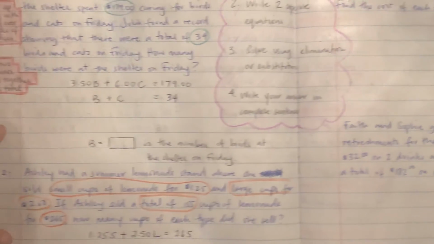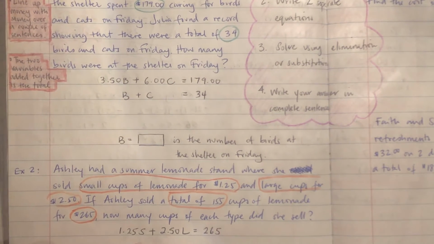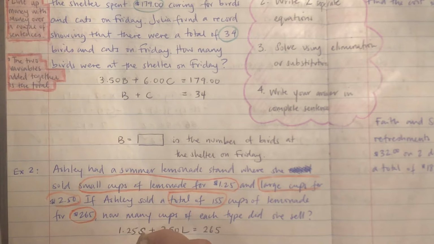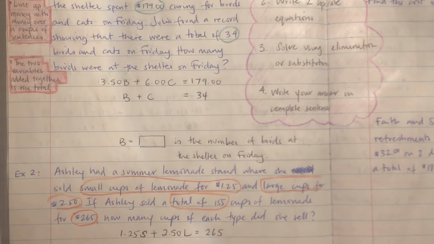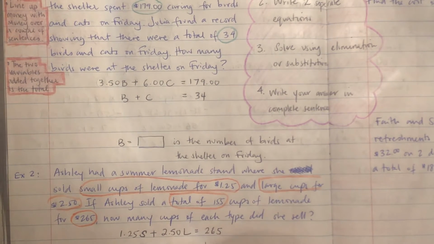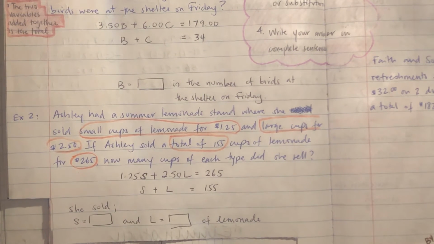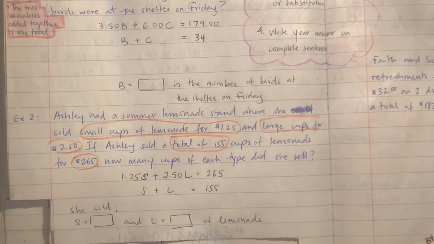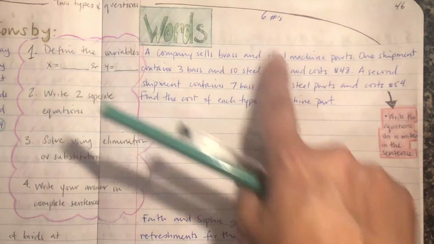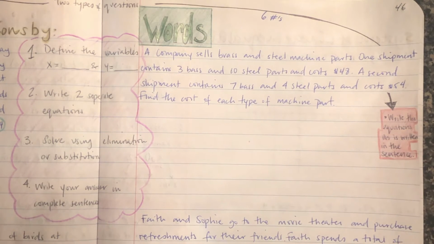Okay, then the second step is going to be two variables added together is the total. So what are my two variables? It's S, and make sure your S looks different than your 5. S plus L is equal to my total, which is what? 155. Okay, so she sold whatever, after you solve this using elimination or substitution, the number of small cups and the number of large cups of lemonade. I will see with the 6 numbers, they write the equations as it's written in the sentence. Very, very simple. So you're going to find 3 numbers in a row and another 3 numbers in a row.